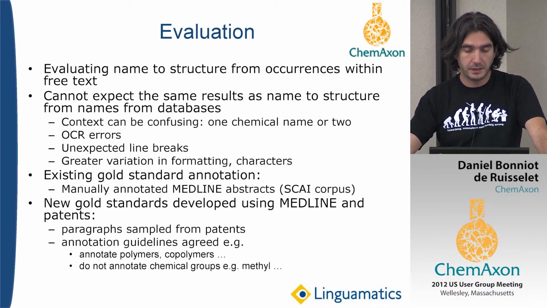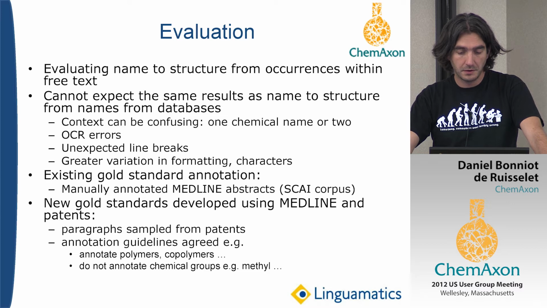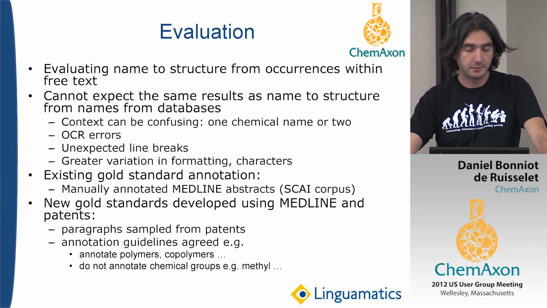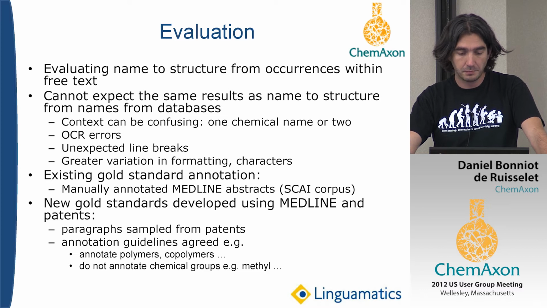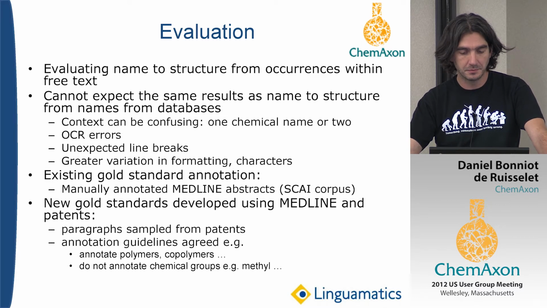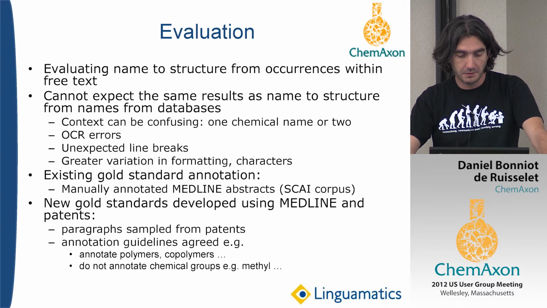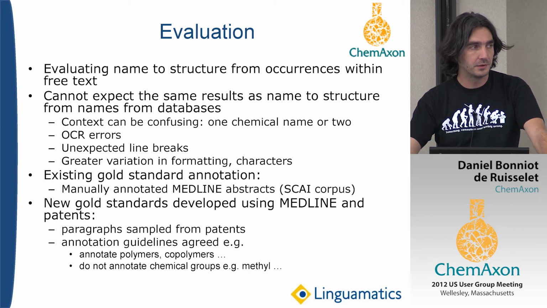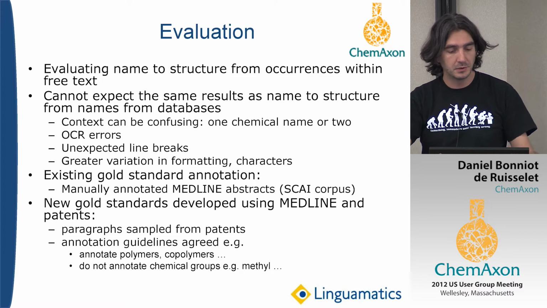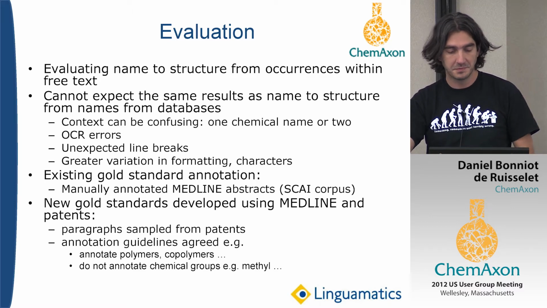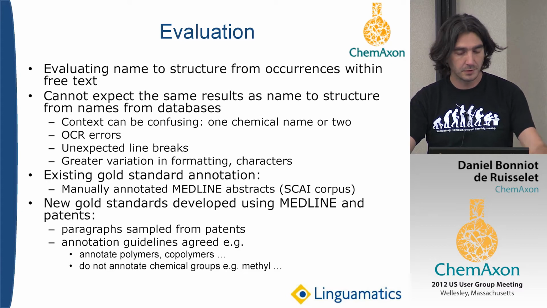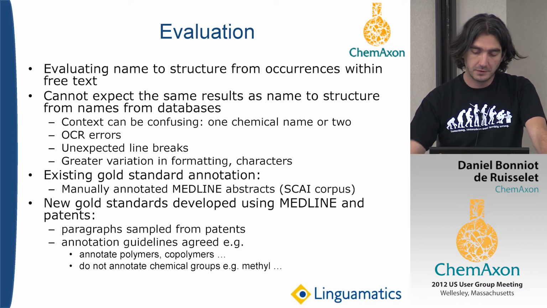But we also wanted to develop our own gold standards, which we did both from Medline abstracts and from patents. We took random paragraphs from a patent, and we asked chemists to actually find where the names are in this text. And when you start to do this, there's quite a lot of work in agreeing what exactly we want to annotate. Do we want to annotate the polymers or not? The chemical elements, the groups, so fragments of a structure. So there is quite a lot of heavy work doing that. But this was done.